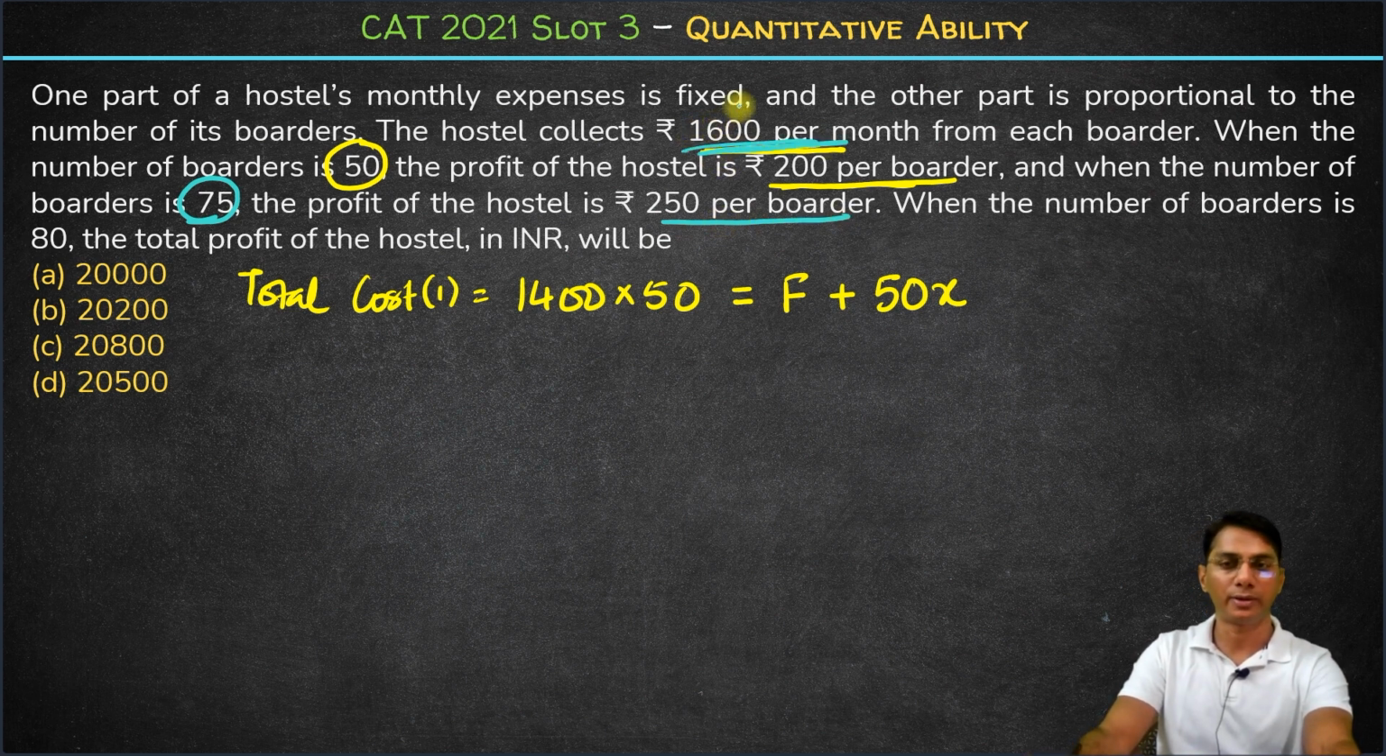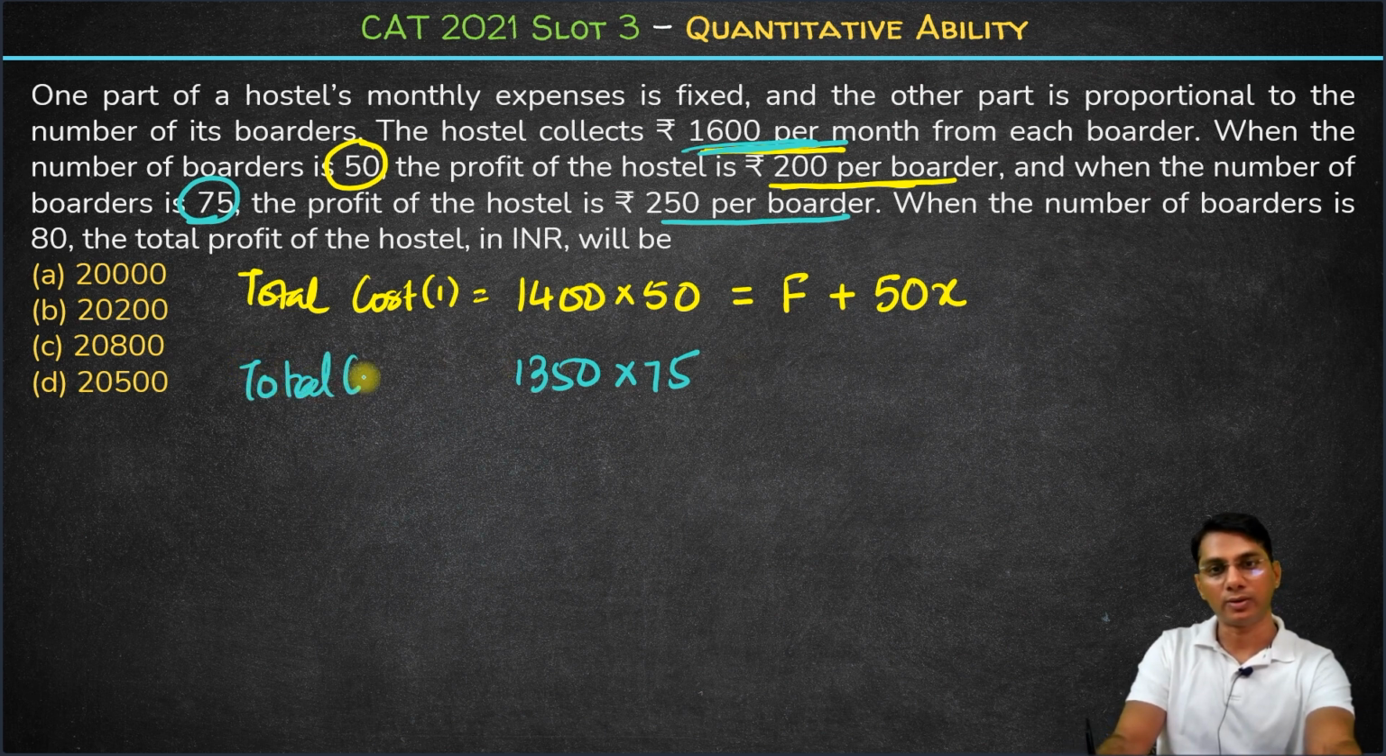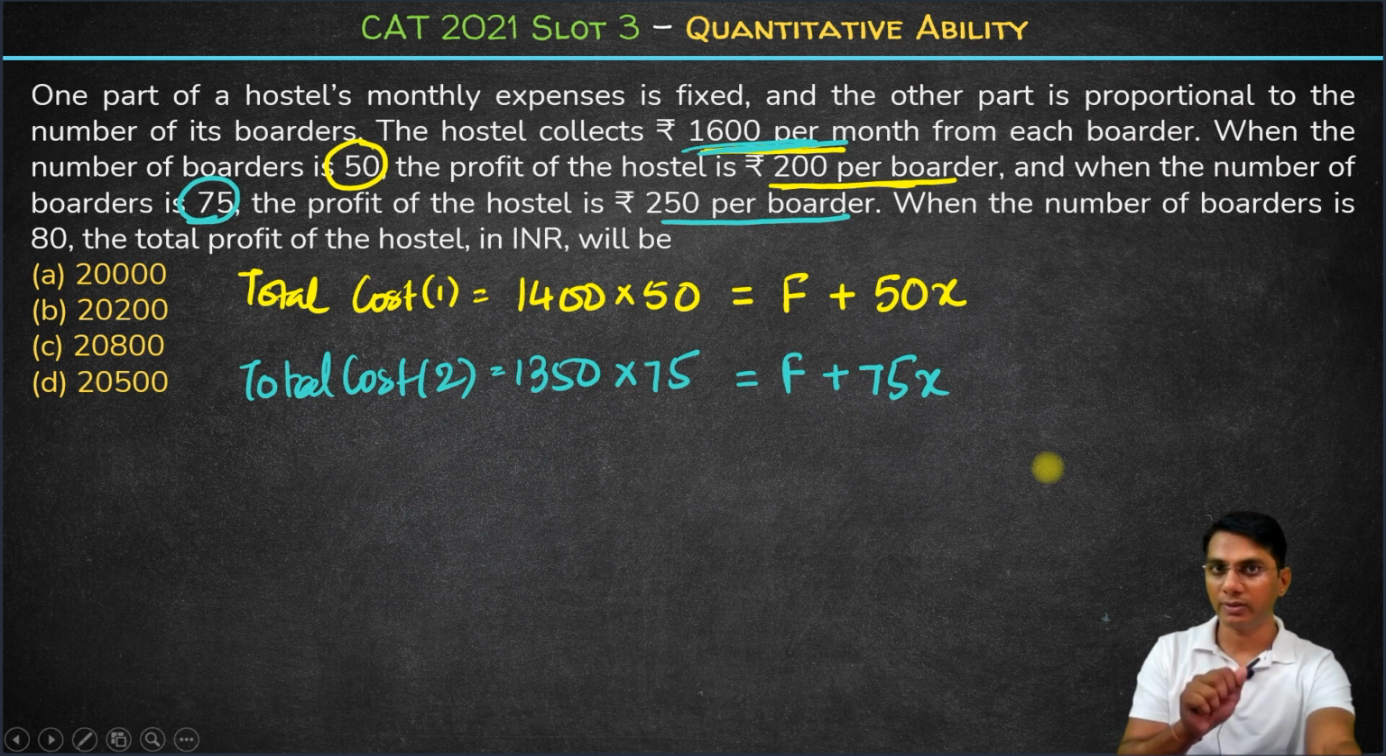Okay. Next, when the number of boarders is 75, the profit of the hostel is 250 per boarder, considering that they earn 1600 per boarder. So if they earn 1600 per boarder, and in the second case profit per boarder is 250, that means the cost per boarder is 1600 minus 250, that is 1350. This is the cost per boarder and there are 75 boarders, so the total cost will be 75 into 1350. This total cost should be equal to fixed cost plus, since there are 75 boarders, the total variable cost will be 75 into X. X is the variable cost per boarder, so total variable cost will be 75x.